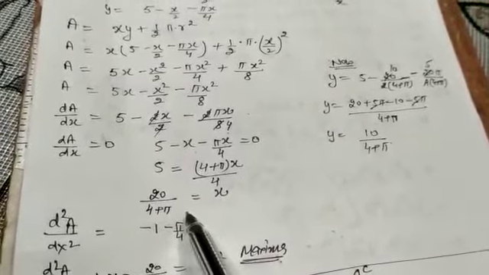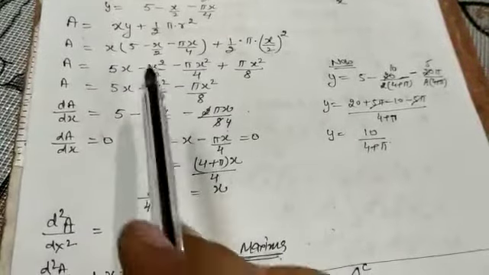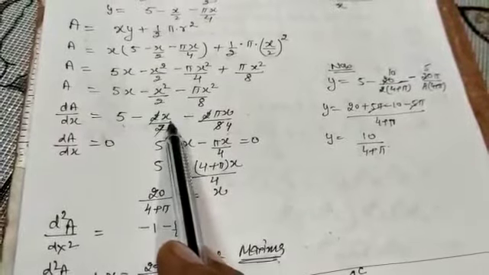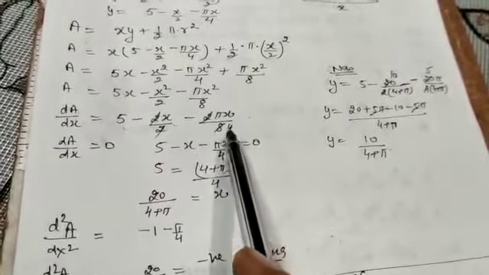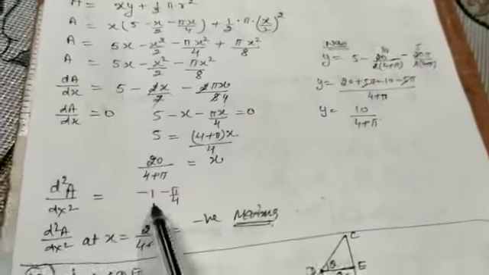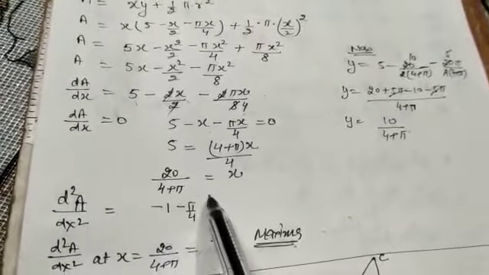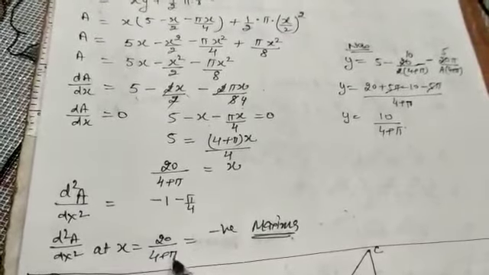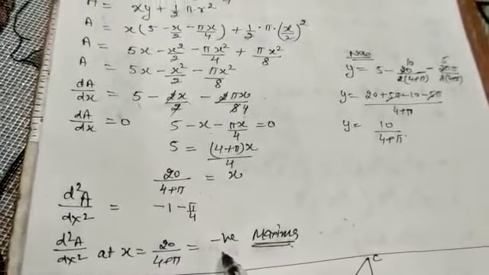Now for maxima or minima we take the double derivative of the function. Derivative of 5 is 0, derivative of minus x is minus 1, derivative of minus pi x by 4 is minus pi by 4. This expression will not contain any x, therefore for any value of x this result always remains negative, so we can say it is a maximum.